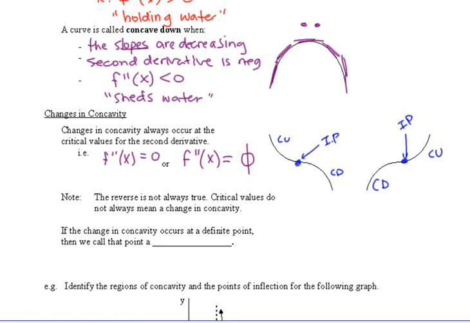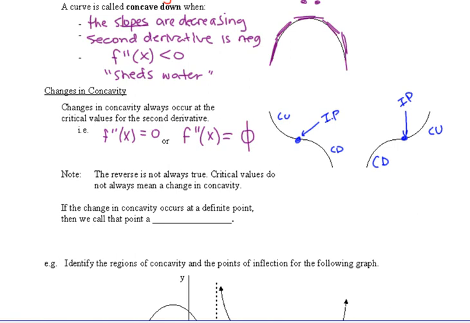When is it DNE? When the denominator is 0. So that would be an asymptote. Okay, so the converse is not always true. Critical values do not always mean a change in concavity.